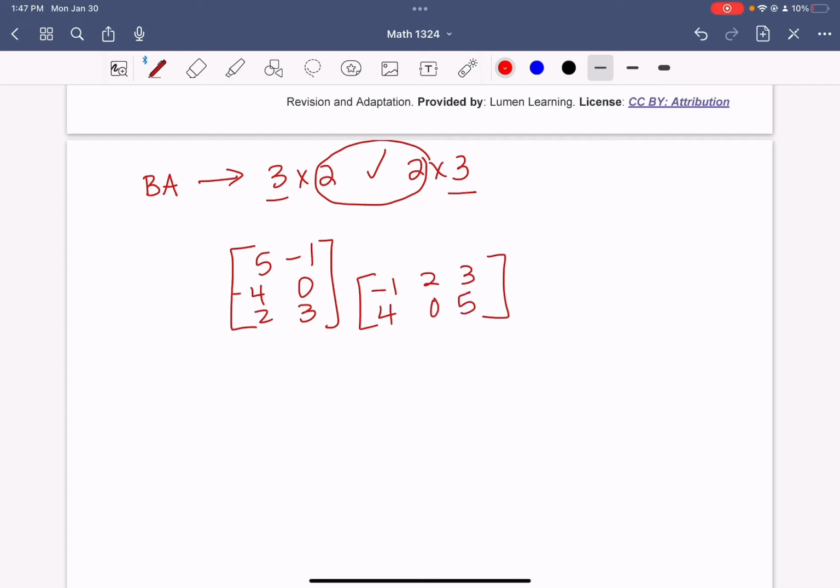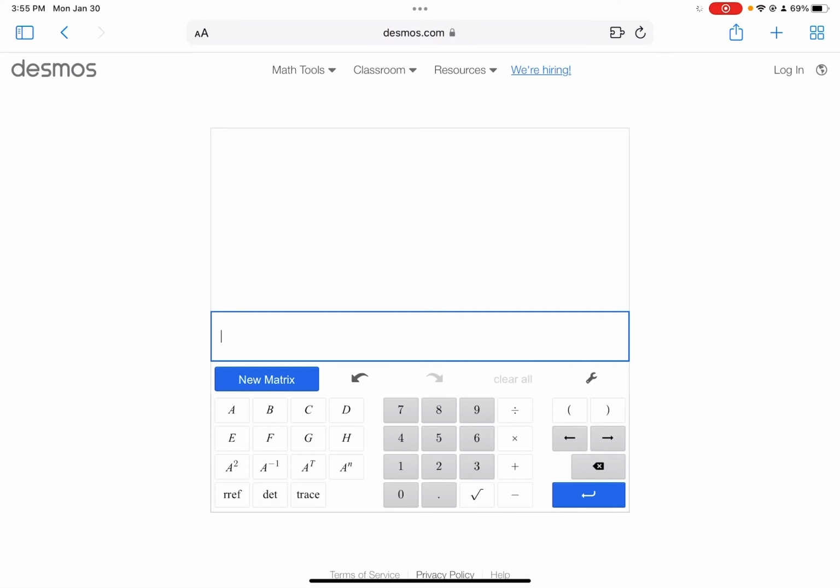And I can show you that process, but what I want to do next is show you how technology and how the calculator can help us with this. So let's enter our two matrices from that previous problem. I'm going to hit new matrix.